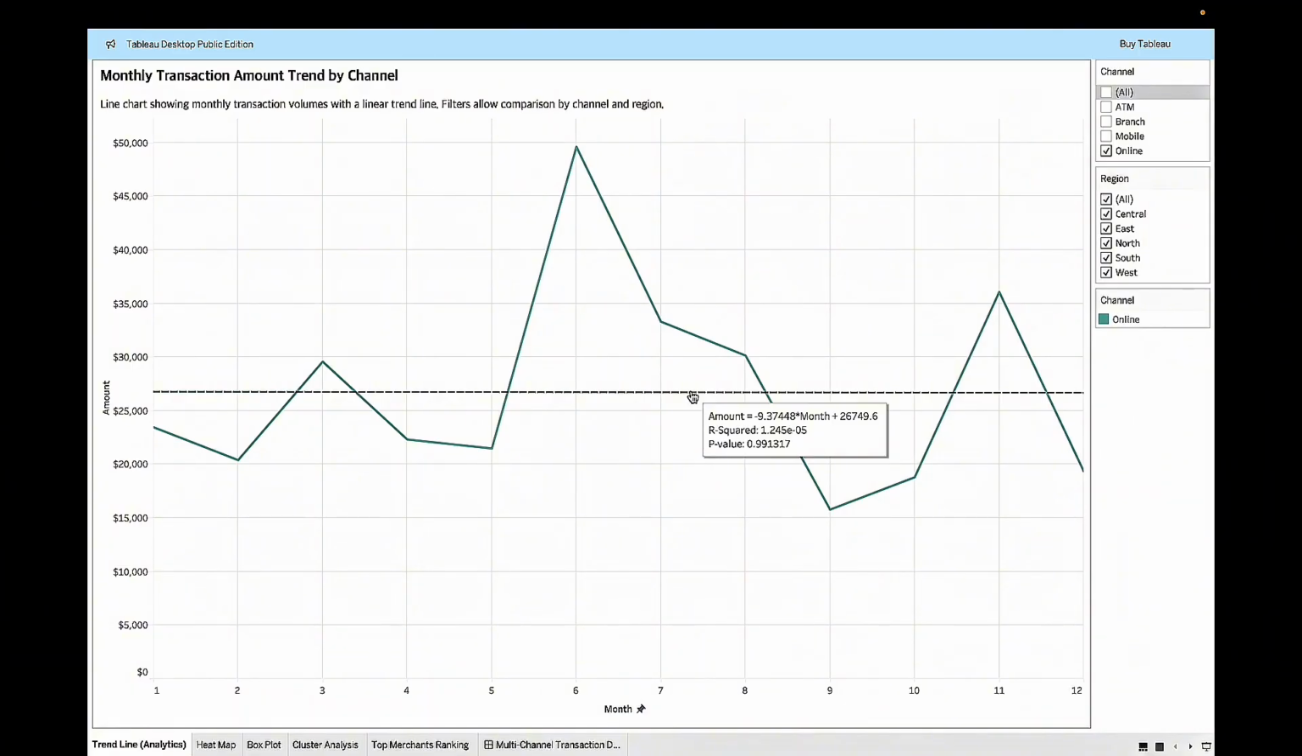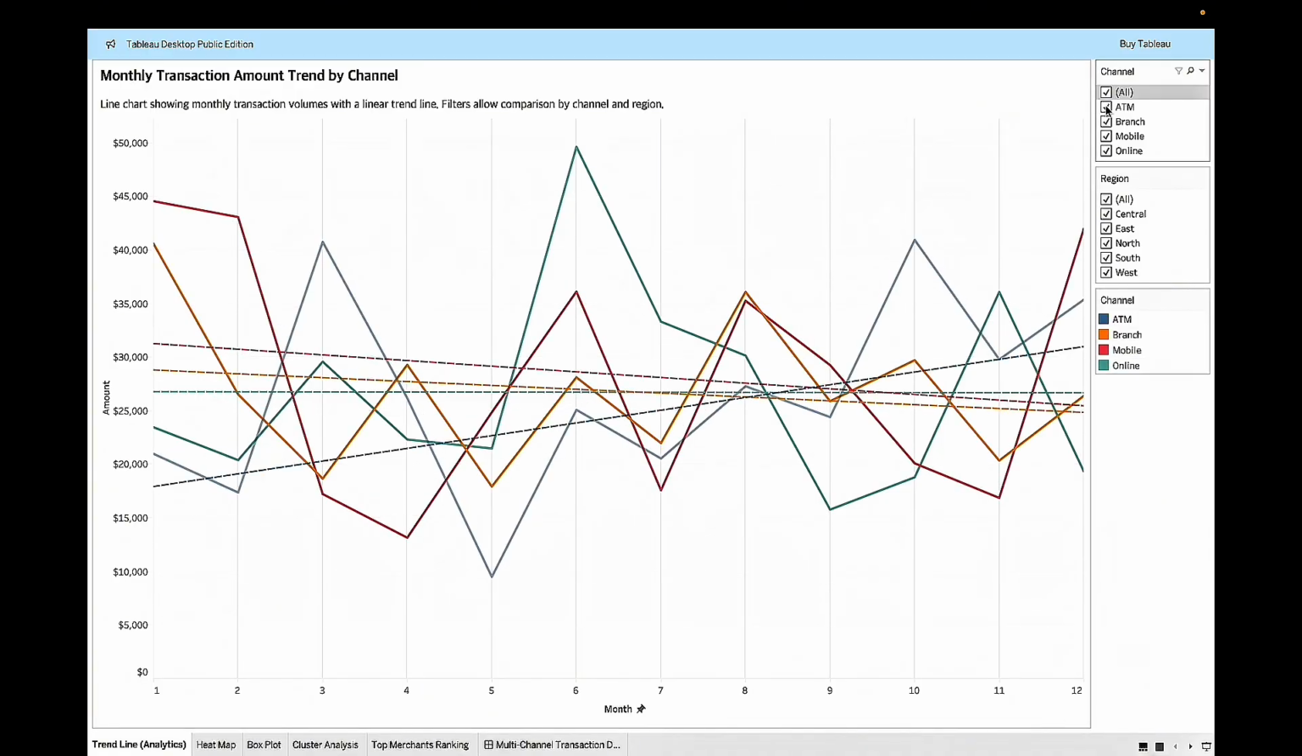This shows that customer transaction behavior does not change in the same way across all channels. Digital transformation is not a straight or simple process, so a strategic decision needs to adjust to how each channel behaves.